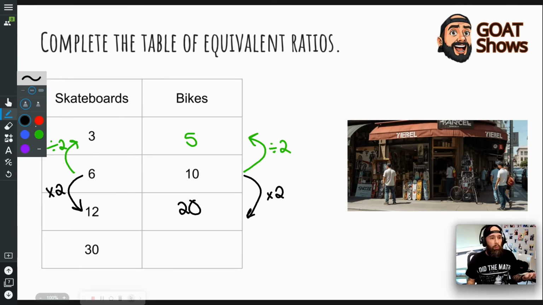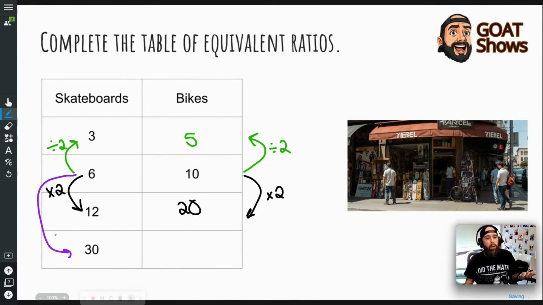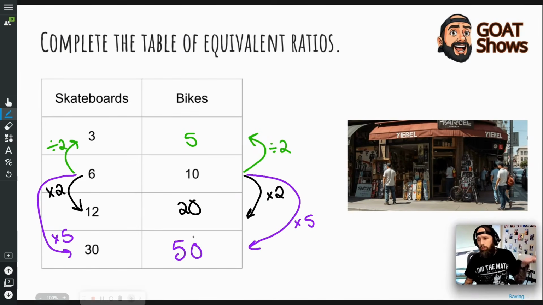And if I want to do 6 here, 6 times what is 30? How about times 5? So 10 times 5 is going to be 50. I don't know why I keep doing this with my hand. I don't know what I'm doing. But that's how you do it.